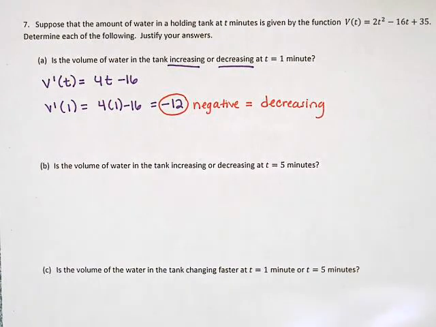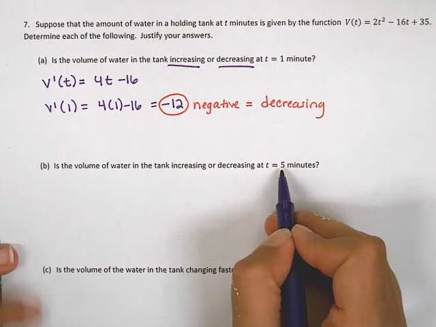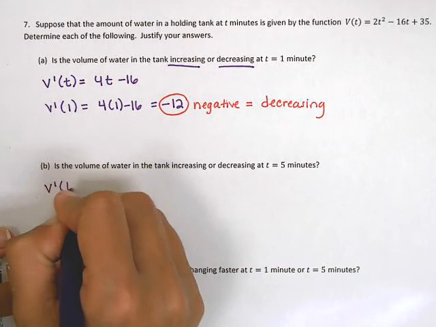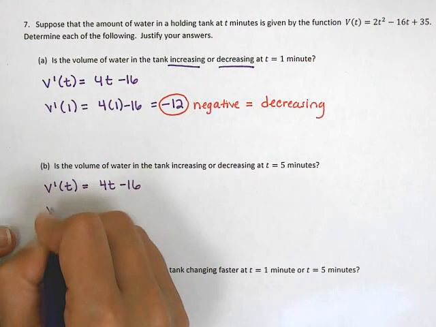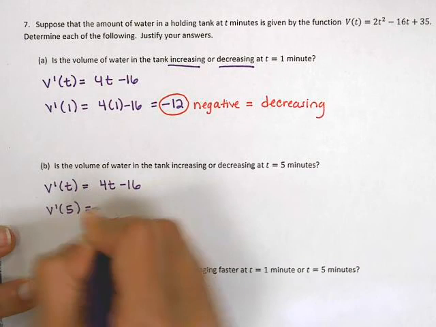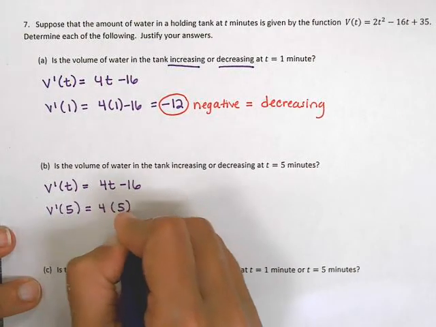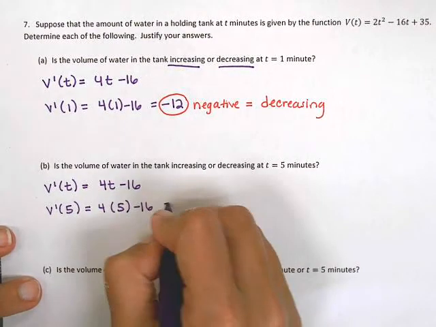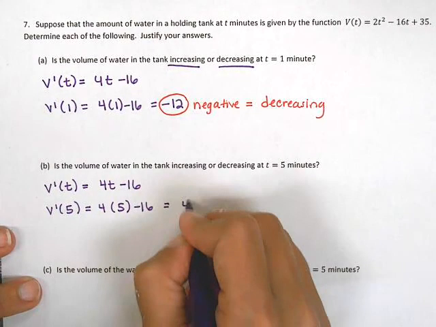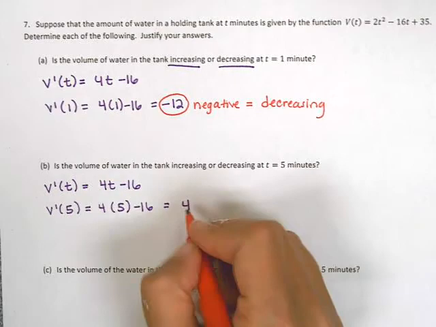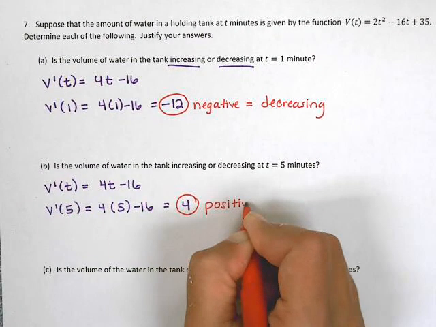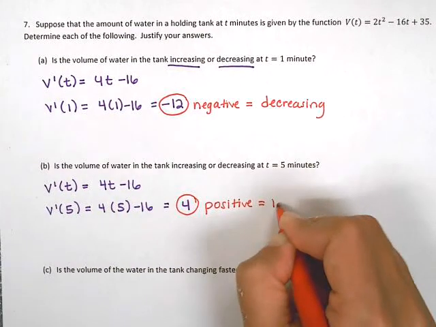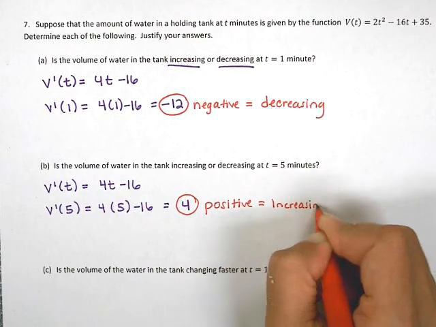So is the volume increasing or decreasing at 5? Using that same derivative formula that we had in part A, if we plug in the number 5, and again we're using the derivative because this is the rate of change, we would have 20 minus 16, which is 4. Therefore, since this is positive, we would say that our amount is increasing.